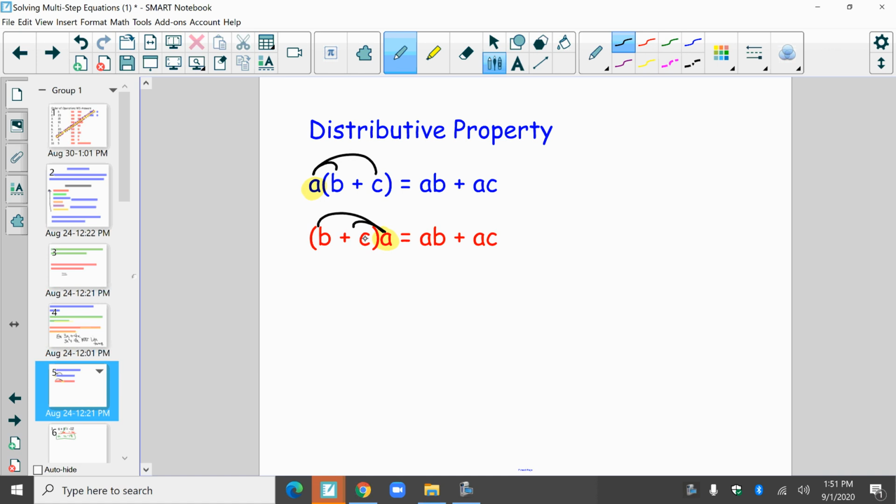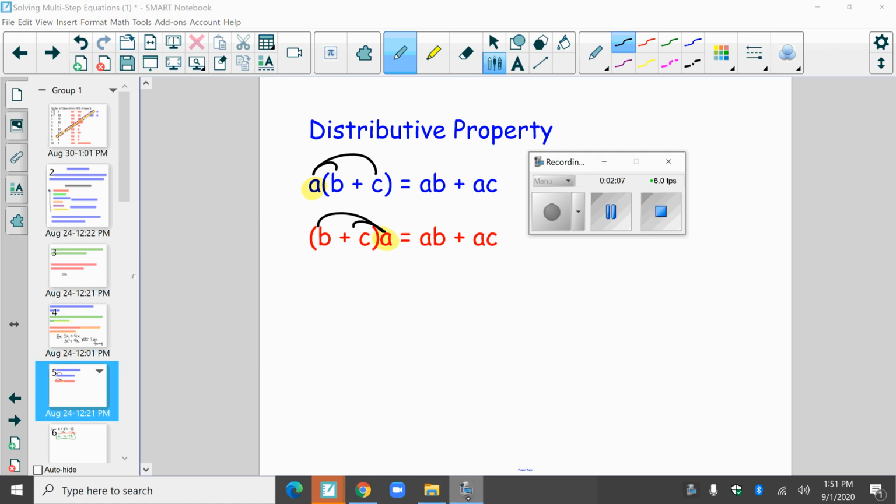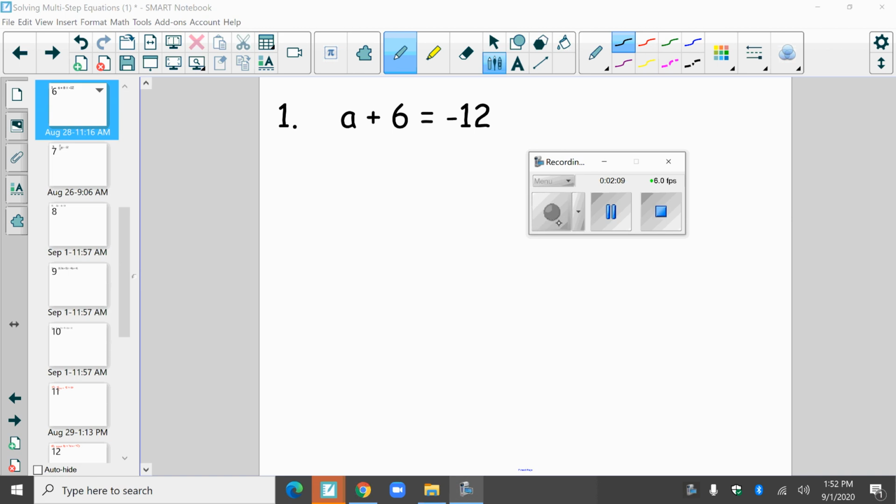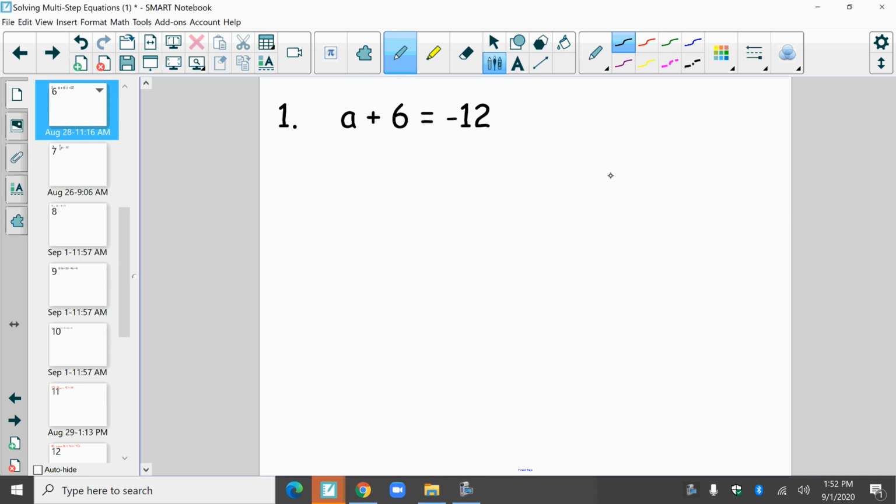So we are going to go straight to your homework. So here we go. A plus 6 is equal to negative 12. How do I solve for A? You are going to do the opposite of what 6 is. It's positive 6. So what you're going to do is you're going to subtract 6 from both sides.